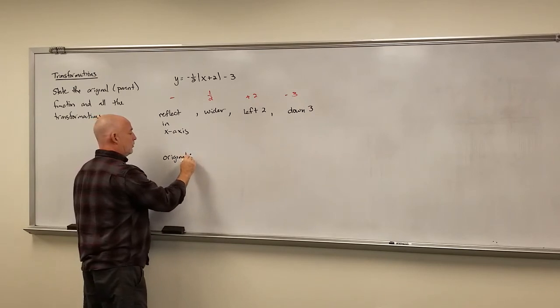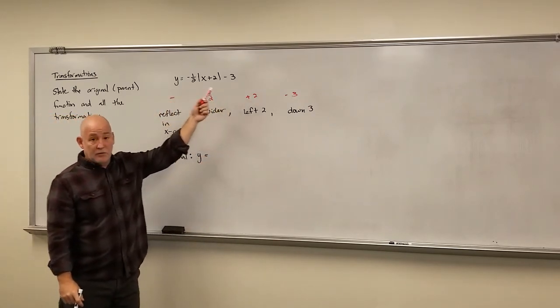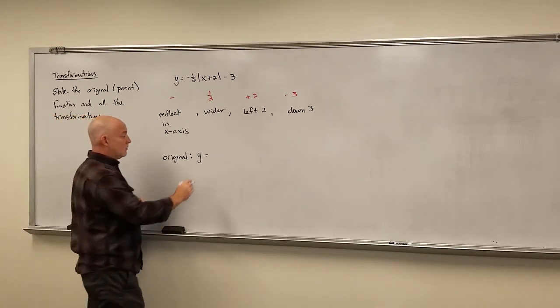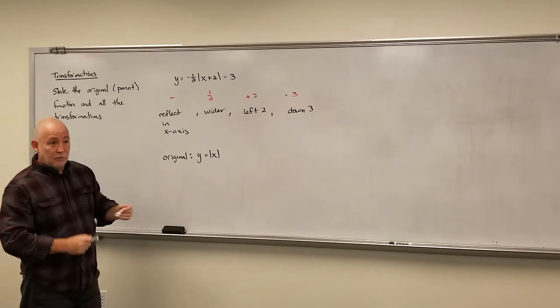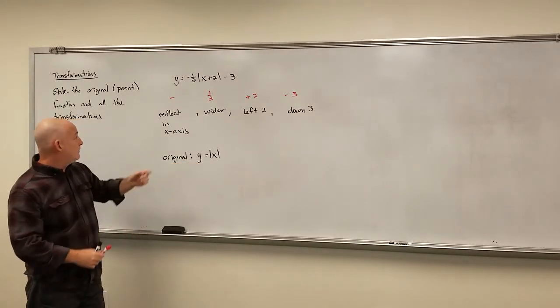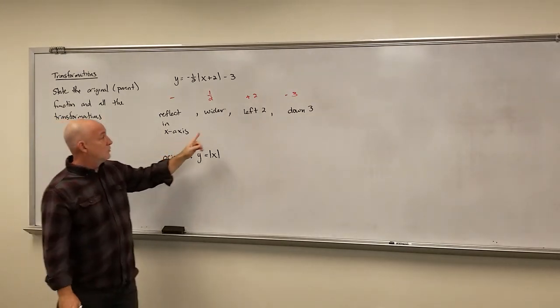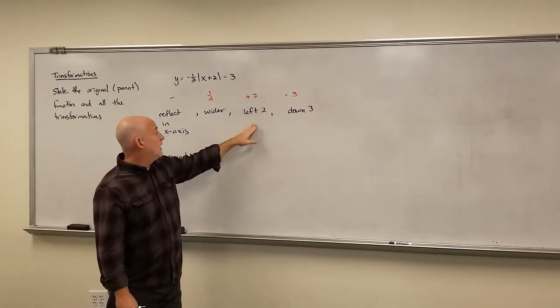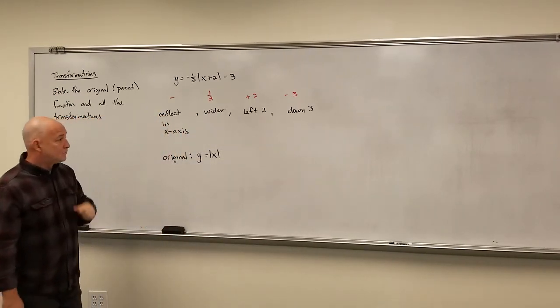Now, what I should have done in the first part, which I forgot, is say what our original function is. Well, again, if you take this and erase all the numbers that aren't exponents, the only thing you end up with is the absolute value of x. Again, we know what this shape looks like. This is just a V. So what's happening to that V? It's reflected in the x-axis. It's a wider V than it used to be. It's going to be left 2 and down 3 from where it started.